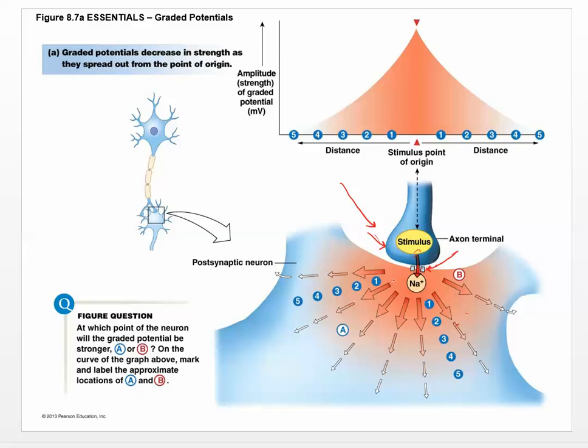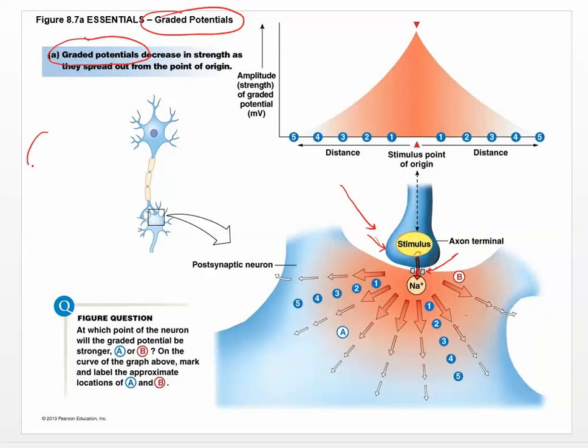But here's the thing. In this kind of situation, the sodium moving in will depolarize it, but it fades. It fades over distance. So we call that a graded potential. A graded potential just means that it's a local signal, it's current flow, and it fades over time.